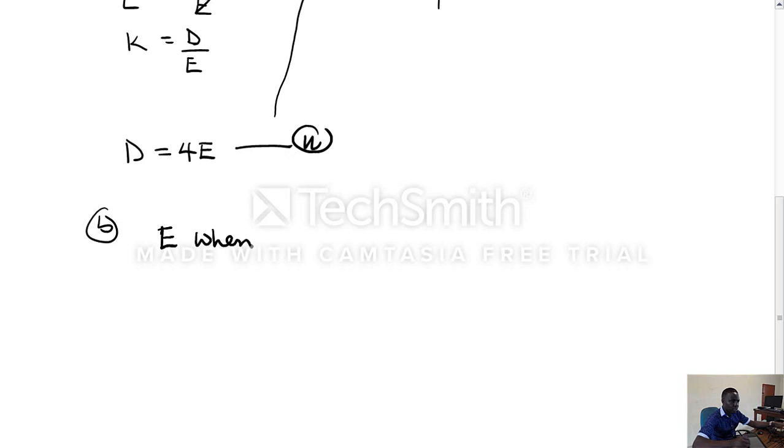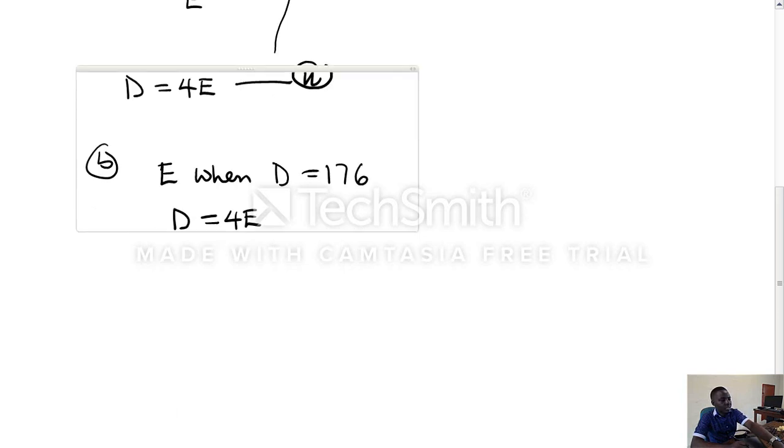So we are going to say find e when d is equal to 176. We've already gotten the relationship between d and e, and we are going to state it. That is what we'll use in solving for e. We have it that d is equal to 4e. We can either use a direct substitution and simplify, or we'll simplify before we substitute. So we are going to simplify and make E the subject of the formula before we substitute the value of D.